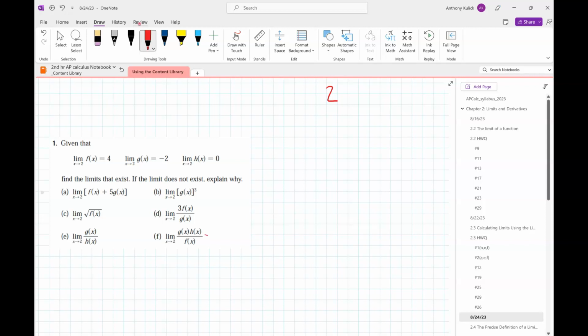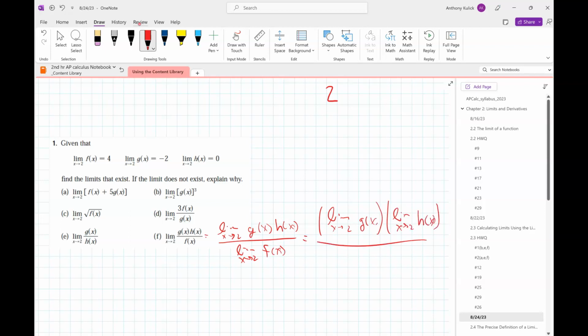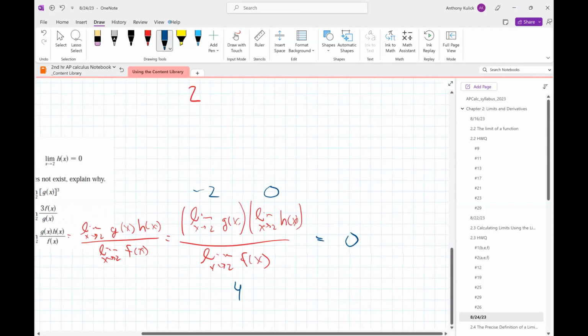And then here on this one, this should be fine. It'll just end up being 0. So I can do that. And then I can use my product limit law to break that product up. And now I can just substitute in. So g of x is -2, h of x is 0, f of x is 4. That just comes out to 0.